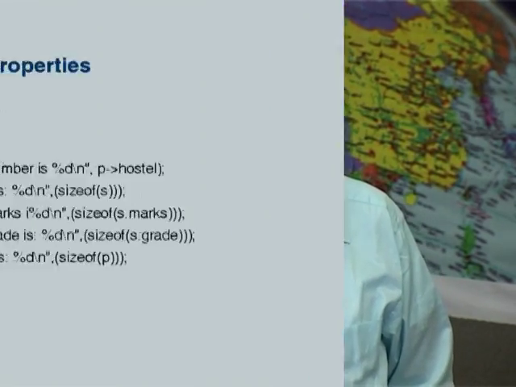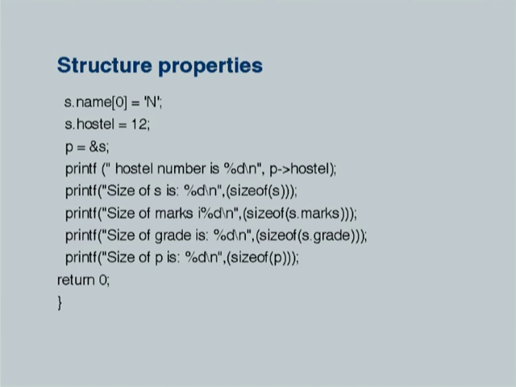This program continues to illustrate some usages of the structure. For example, I can say s dot name 0 equal to n. So S is a structure variable. Since it has 5 components, one of the components is name. S dot name is the way to refer to that component. S dot any component is the way to refer to any component. Since the component is an array, I am arbitrarily showing how a single character n can be assigned to the 0th element of name.